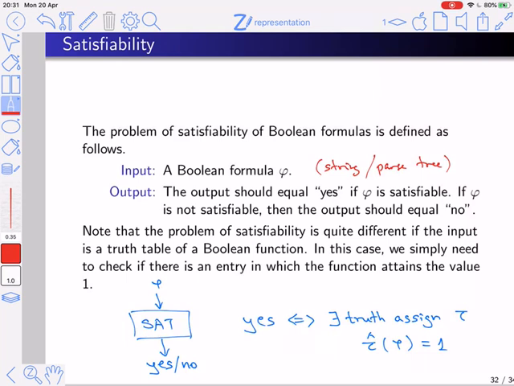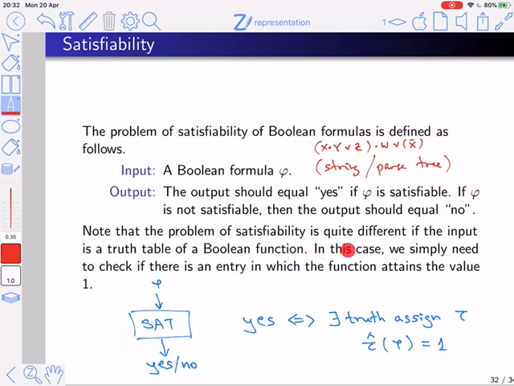Now, checking whether a formula is satisfiable is quite different if the description of the formula is by a string or a parse tree. By string, I mean something like x and y or z parentheses and w or not x. Okay? That would be a string, right? So it's quite different if I describe the formula using a string or a parse tree from the case in which I describe the formula using the truth table of the Boolean function that it represents.